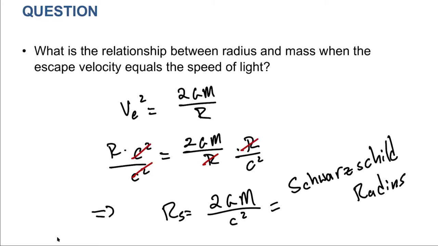And so this is an important region because nothing can move faster than the speed of light. So if you get within an object's Schwarzschild radius, then nothing can escape it. Not even things moving at the speed of light. Not even light.